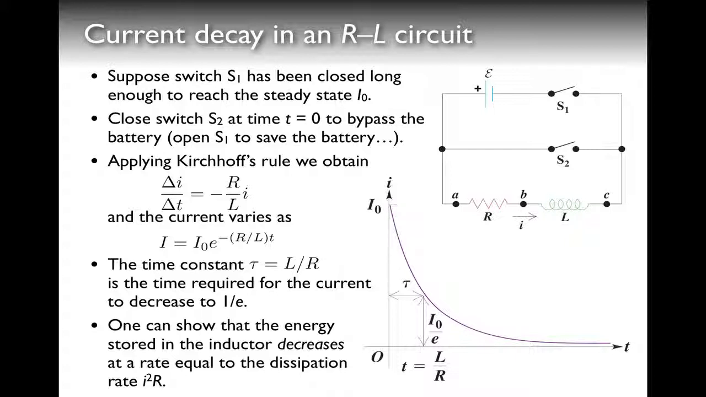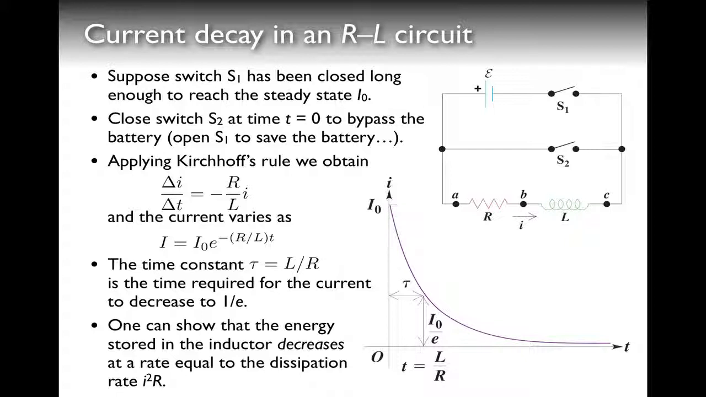If you solve this differential equation, you obtain that the current I varies as the steady state value I0 times exponential of minus R over L times t. Again, we have the same time constant describing the process, and so the time required for the current to decrease to 1 over e is going to be L over R. I would like to also mention briefly that one can show that the energy that is stored in the inductor decreases at a rate equal to the dissipation rate I squared times R.